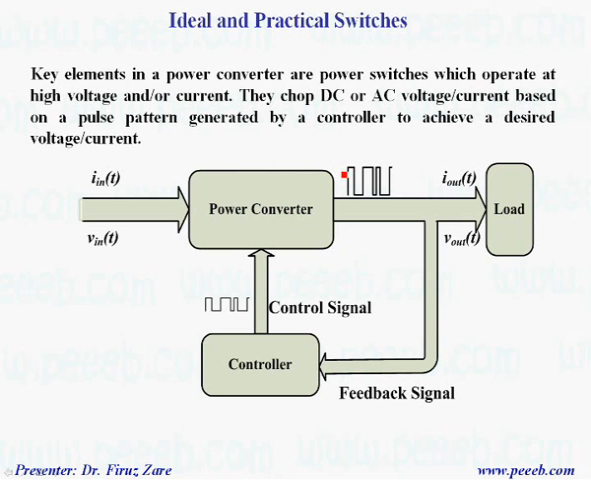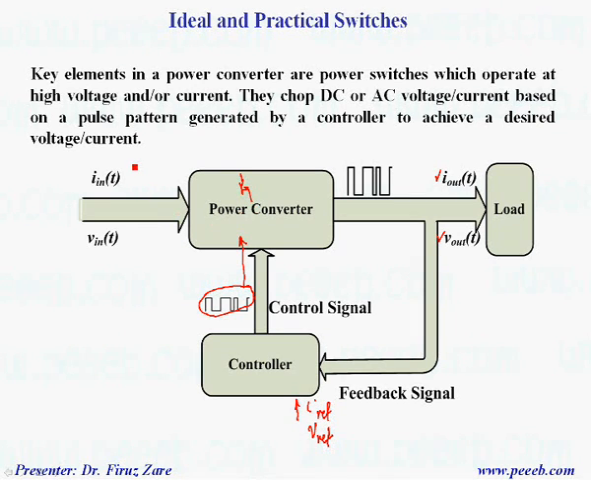So key elements in a power converter are power switches, which operate at high voltage and/or current. They chop DC or AC voltage or current based on a pulse pattern generated by a controller to achieve a desired voltage or current. That means a controller can measure the output voltage and output current, and compare with the reference. So the reference signal can be either current or voltage. So finally, the controller can generate the gate signal, and this signal is applied to the power converter, which basically turns on and turns off the power switches.